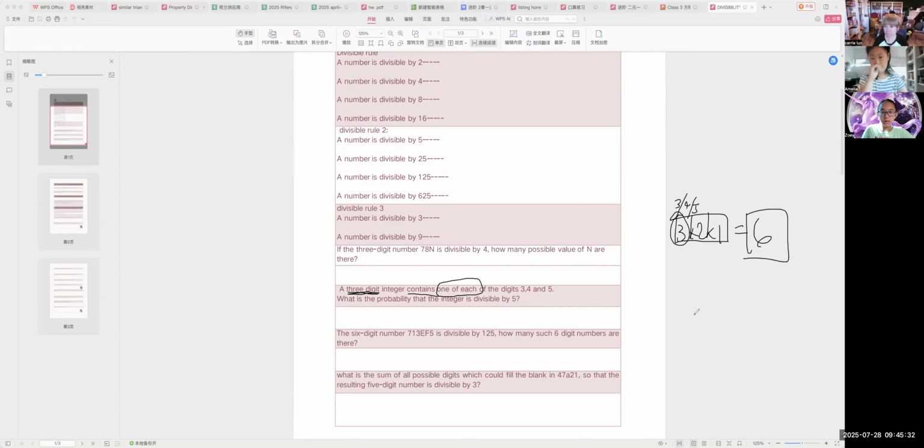Okay, Amelia, out of all of them, how many of them are divisible by 5? If a number is divisible by 5, the last digit must be what? Must be 5, right? So they could either be 3, 4, 5, or 4, 3, 5. Very good. So that means how many numbers are there? 2 out of 6. So the answer is 1 over 3. That is the probability that the integer is divisible by 5. Do you understand?